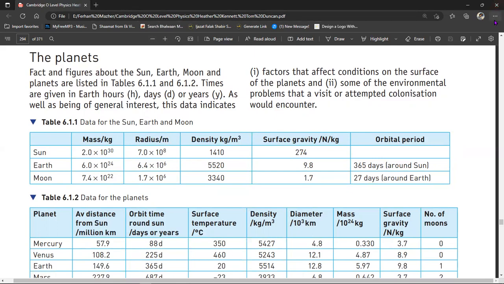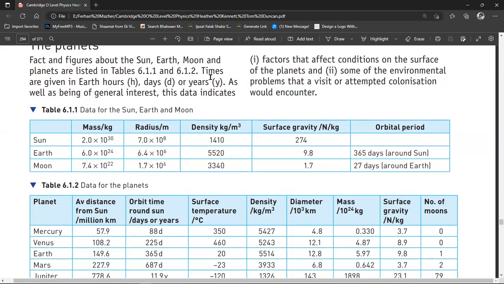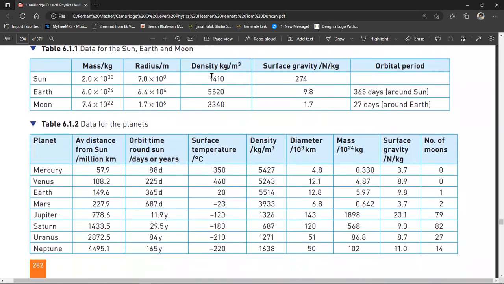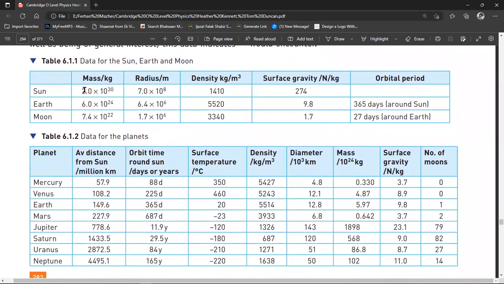So, for example, this is the data for the sun, earth, and the moon. Here are the masses. The mass of the sun is 2 × 10^30 kg, the mass of the earth is 6 × 10^24 kg, and the moon's mass is 7.4 × 10^22 kg. The radius of the sun is 7 × 10^8 meters. The radius of the earth is 6.4 × 10^6 meters. The radius of the moon is 1.7 × 10^6 meters.